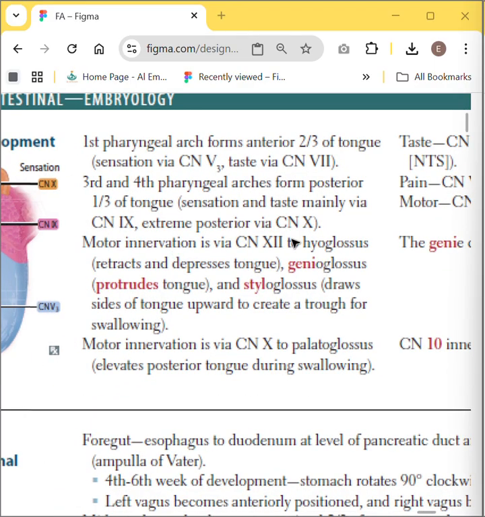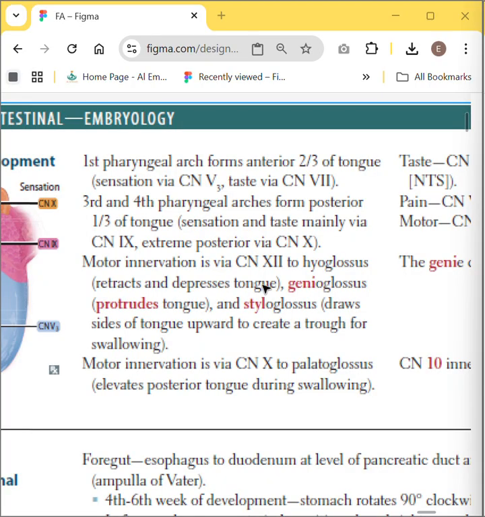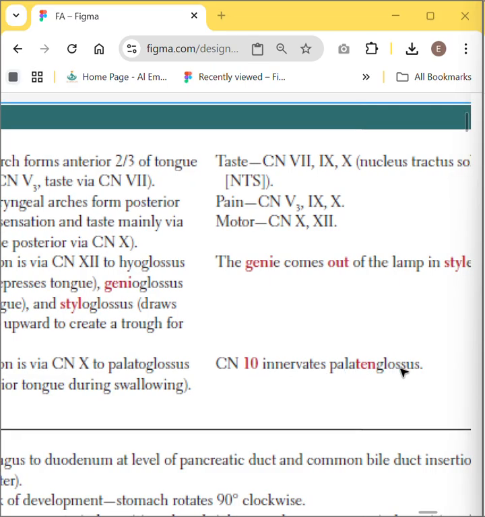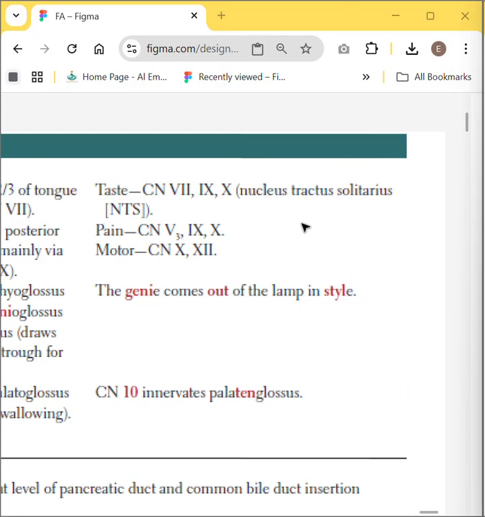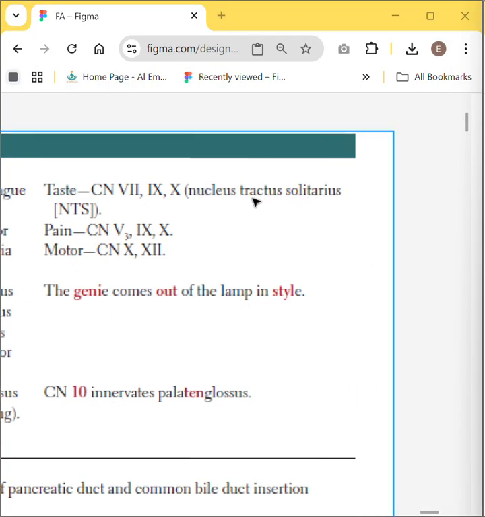Then motor innervation is via cranial nerve 12 to hyoglossus, which retracts and depresses the tongue. Genioglossus protrudes the tongue. Styloglossus draws the sides of the tongue upward to create a trough for swallowing. So all the motor innervation to all these muscles of the tongue is by cranial nerve 12, which is your hypoglossal nerve. Motor innervation to palatoglossus comes through cranial nerve 10. So cranial nerve 10 innervates palatoglossus. All the other muscles are innervated by the hypoglossal nerve. And which nucleus were we using? The nucleus tractus solitarius for cranial nerves 12, 9, and 10.